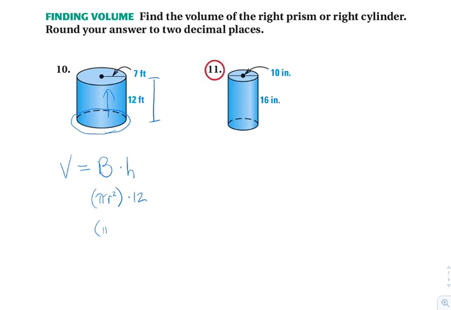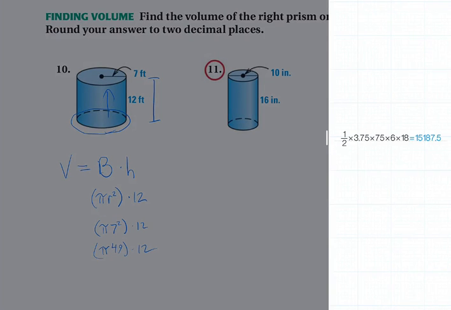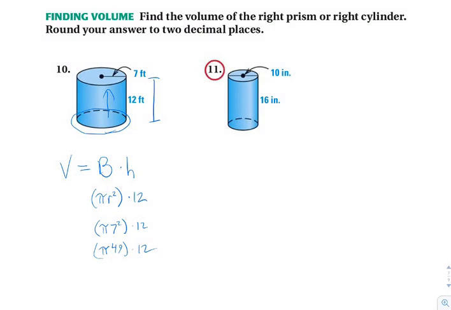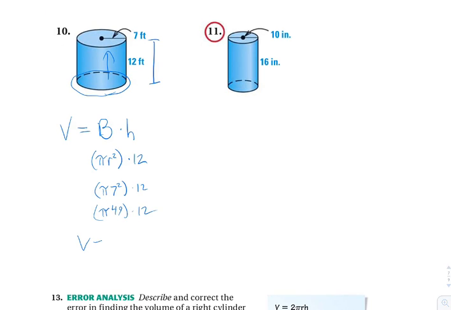So it's pi 7 squared times 12, or pi times 49 times 12. I don't know what that is off the top of my head, so I'm going to say 49 times 12, which is 588. So the volume of this is 588 pi. And again, I like exact answers, so I'm going to leave it like that.